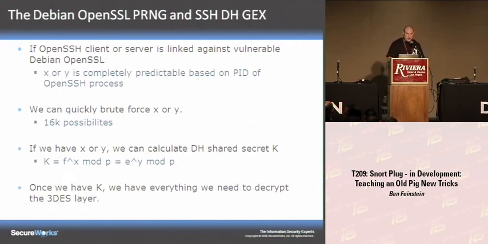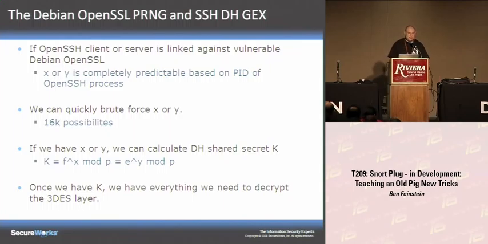So when does this occur? When do you have a problem here? Well, if you have an OpenSSH client or server that is linked or has been statically compiled against the vulnerable Debian OpenSSL. I believe OpenSSH actually calls the rand bytes function that was found to be the problem. The X or Y values that are generated by the server and client are completely predictable based on the PID of the OpenSSH process. This is bad. I can quickly brute force through actually 32,000 possibilities if I needed to search the entire key space and solve that discrete log, and then I have the shared secret K. With X or Y, like I said, you got the shared secret K, all bets are off.